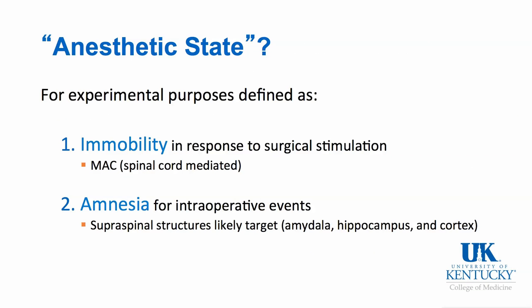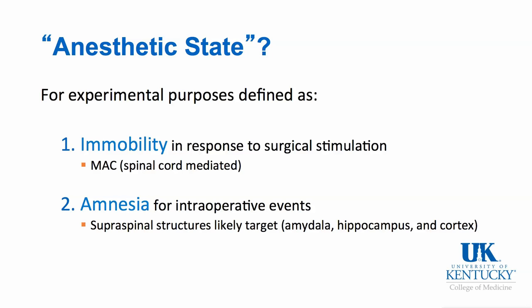But what is the anesthetic state then? For experimental purposes, we define the anesthetic state as immobility and amnesia. So if a patient doesn't move and doesn't remember anything, it's a successful anesthetic, somewhat tongue-in-cheek. Immobility in response to surgical stimulation is really a spinal cord mediated event, and MAC is a measure of that, which we'll talk about in a bit here.